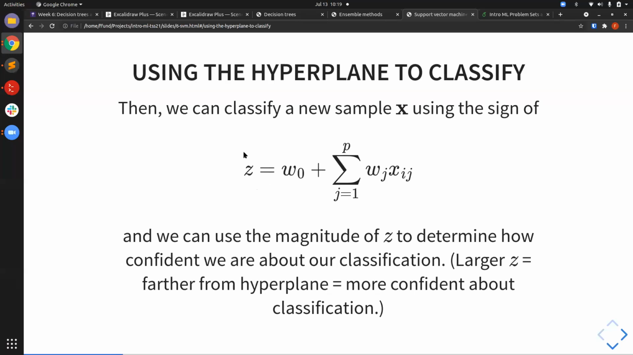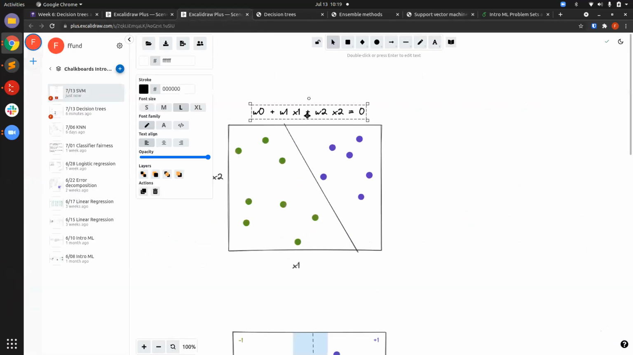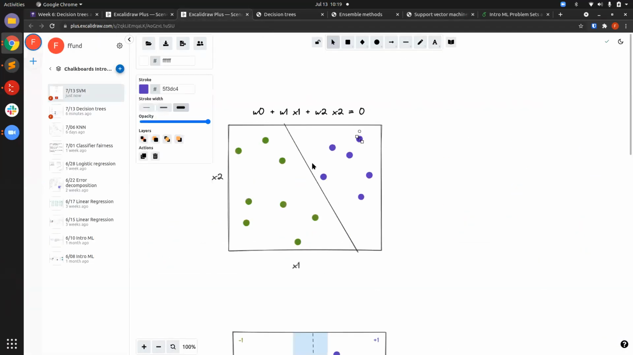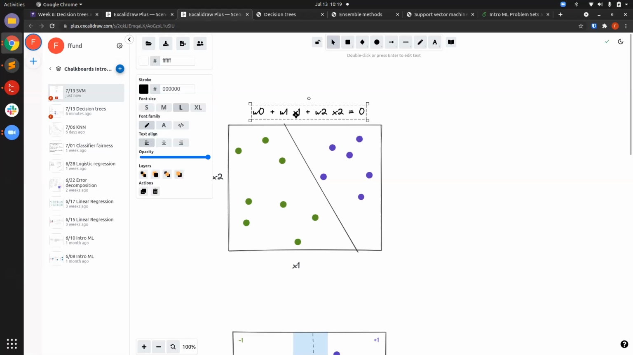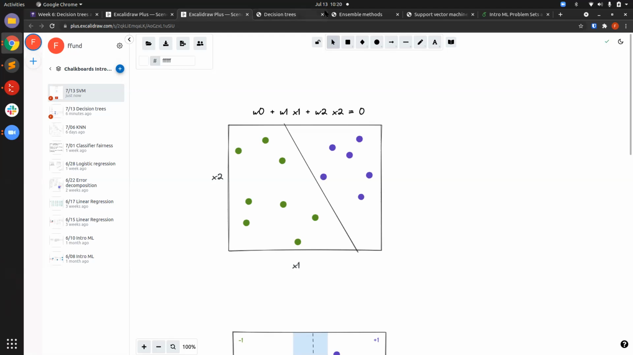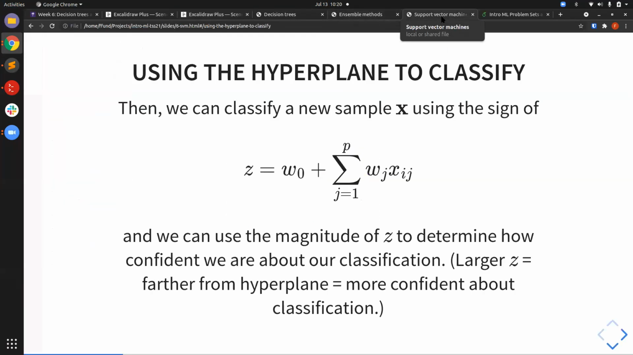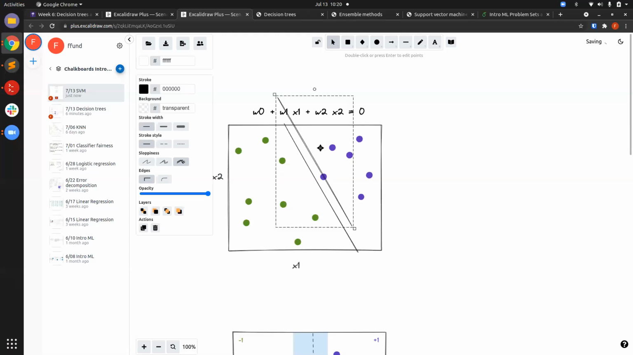Then we can classify a new sample using the sign of this quantity. And the magnitude of this quantity tells us how far we are from the hyperplane. So a point that's very far from the hyperplane will have a greater value for this than a point that's very close to the hyperplane. That gives us some measure of our confidence. And we also said that if you have one separating hyperplane, you have many potential separating hyperplanes, which leads us to the question of which separating hyperplane is best.